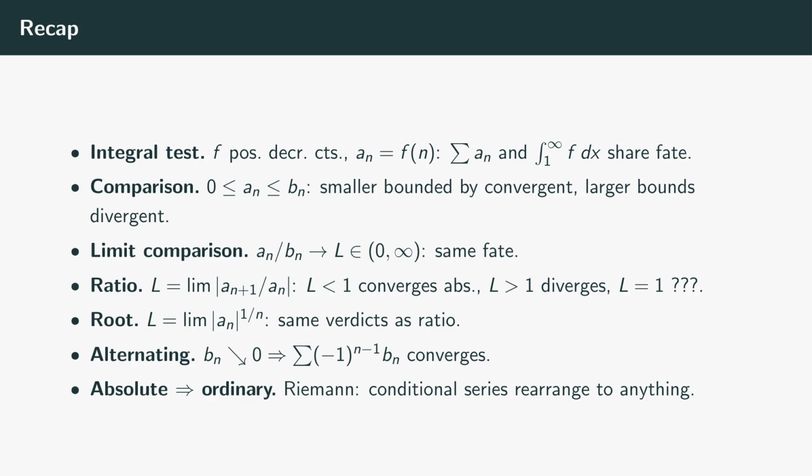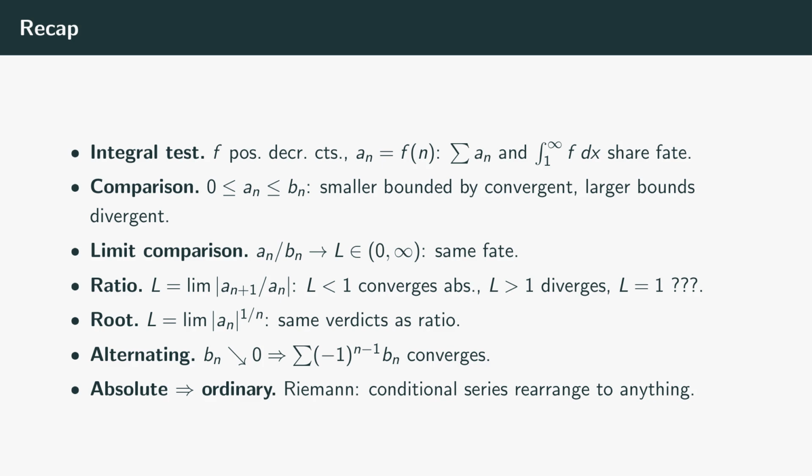Direct comparison. If 0 is less than or equal to a sub n, which is less than or equal to b sub n, then convergence of the sum of b sub n implies convergence of the sum of a sub n, and divergence of the sum of a sub n implies divergence of the sum of b sub n. Limit comparison. If a sub n over b sub n approaches L with L between 0 and infinity, then the sum of a sub n and the sum of b sub n share fate, useful for rational function terms.